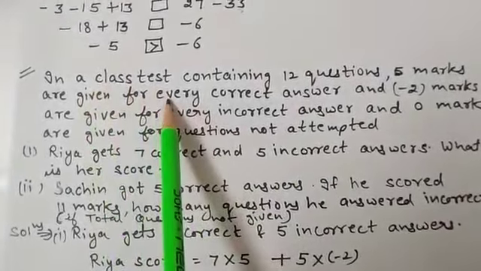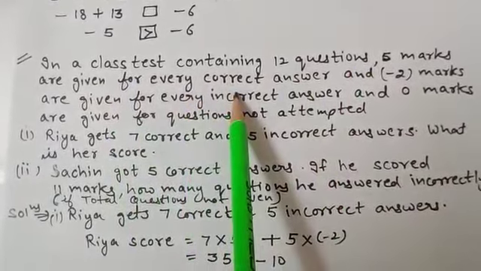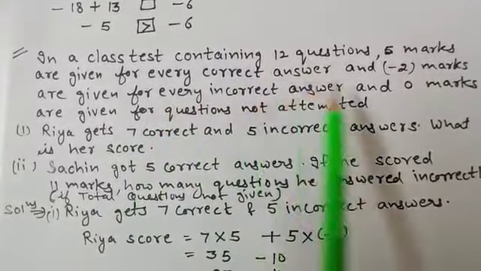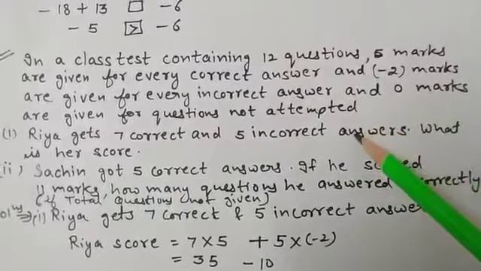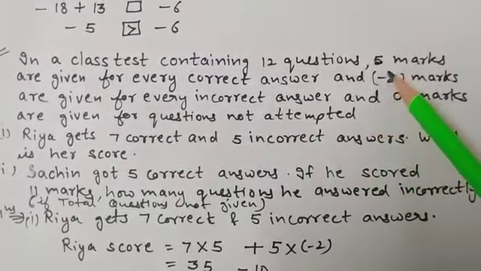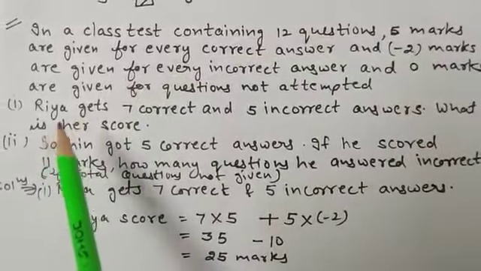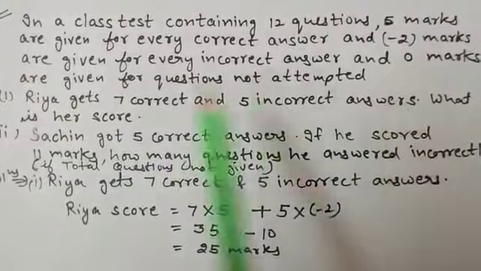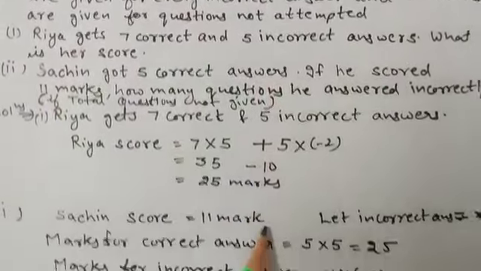In a class test containing 12 questions, 5 marks are given for every correct answer and minus 2 marks are given for every incorrect answer, and 0 marks are given for not attempted. That means if you answer correctly, you get 5 marks. If you answer incorrectly, you get minus 2 marks. First part: Priya gets 7 correct answers and 5 incorrect answers. What is her total score? First we solve the first part.